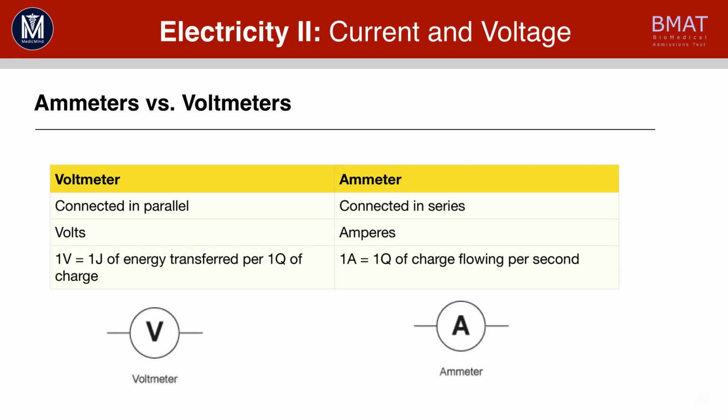This is a nice table just comparing voltmeters and ammeters. Voltmeters are connected in parallel, ammeters in series. Voltmeters measure voltage in volts, whereas ammeters measure current in amperes. 1 volt means 1 joule of energy is transferred per coulomb of charge that passes. 1 amp means 1 coulomb of charge is flowing per second. And below we can see the circuit symbols for the voltmeter and ammeter.